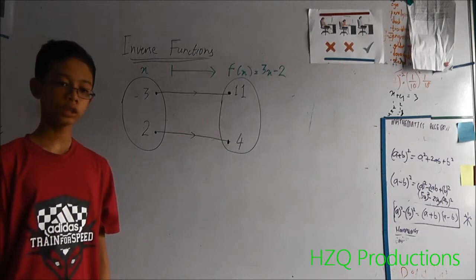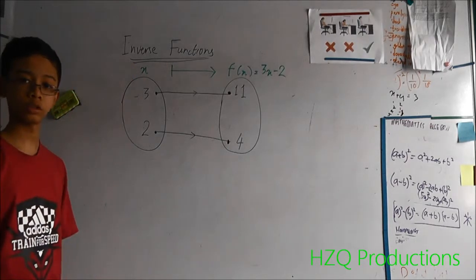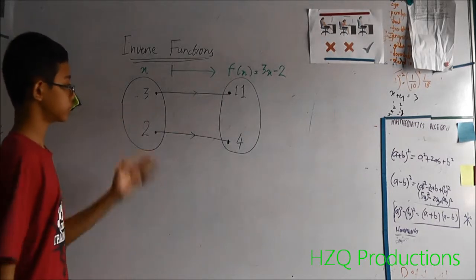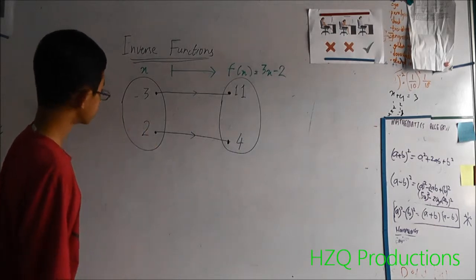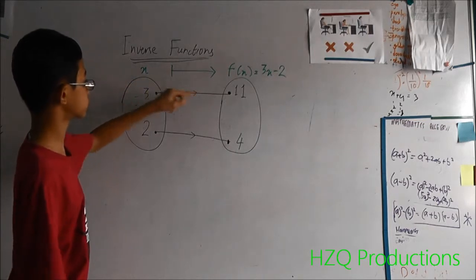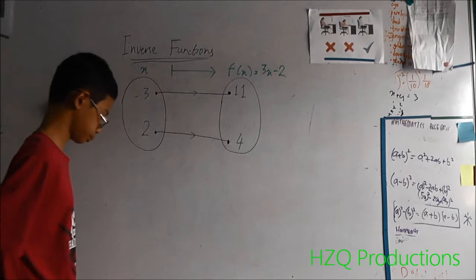Okay, now let's go into something a little bit further. Inverse functions. Okay, and here for a moment is actually a function diagram, sorry, which shows that a domain is mapped to a range. So this is the object and this is the image, or input and output.